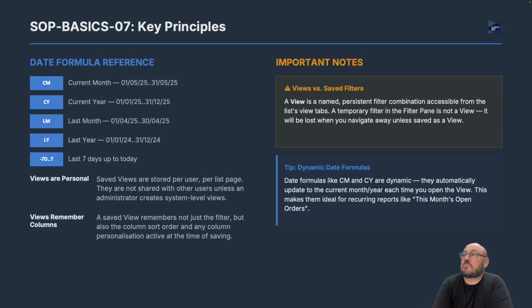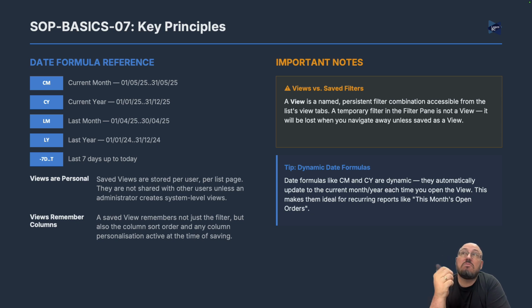Views are personal. Saved views are stored per user, per list page. They are not shared with other users unless an administrator creates a system level view. Views remember columns. So a saved view remembers not just the filter, but also the column sort order and any column personalization active at the time of saving.